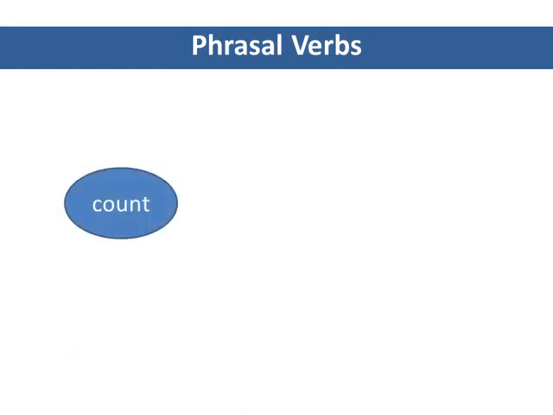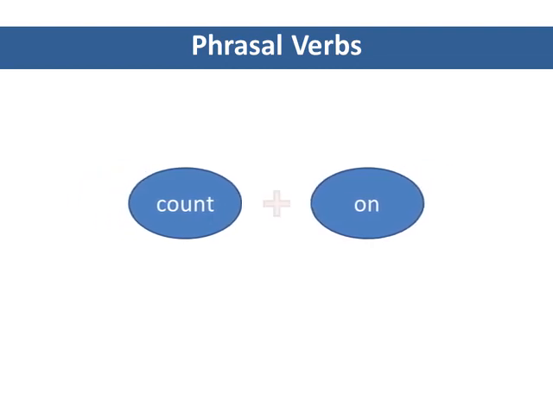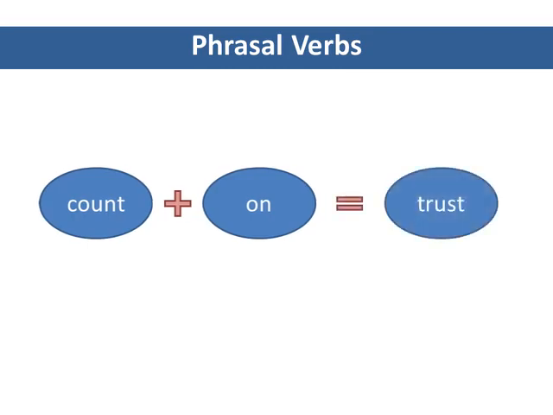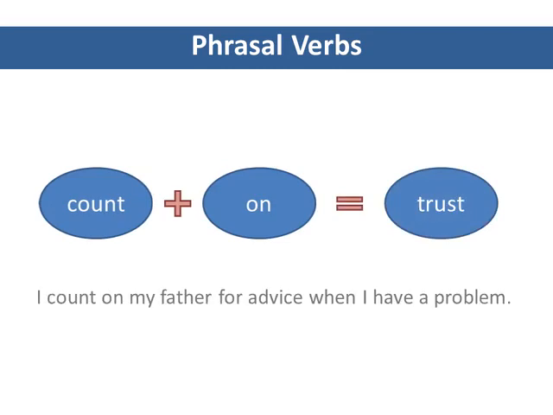For example, the word count means to say how many there are of something, as in 1, 2, 3, 4. The word on is a preposition that describes when an object is touching the top surface of something else. But when count and on join up, they make a whole new meaning, to trust or to rely on something or someone. For instance, I count on my father for advice when I have a problem.